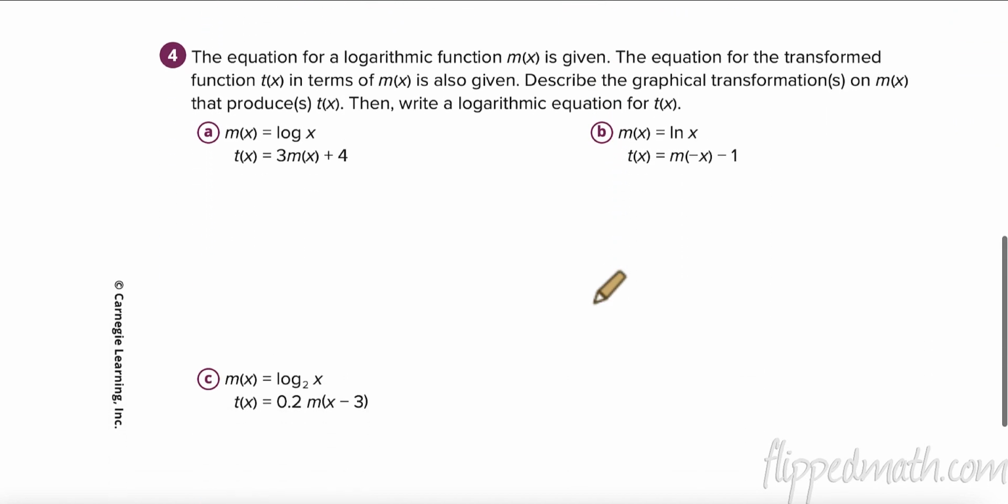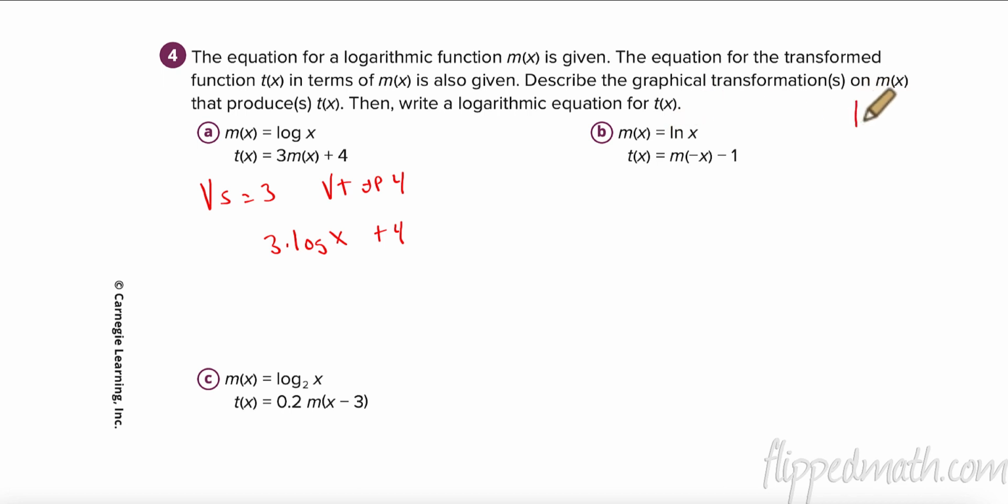Let's do a log one down here. Now this is a log base 10. So this is a vertical stretch or vertical dilation of 3 and a vertical shift or vertical translation up 4. So now I'm going to have 3 times log x plus 4.